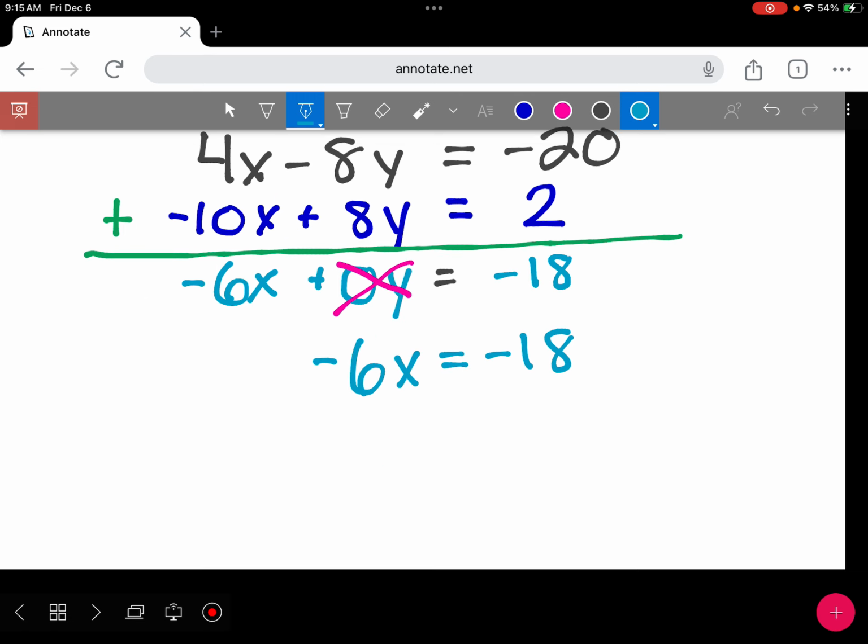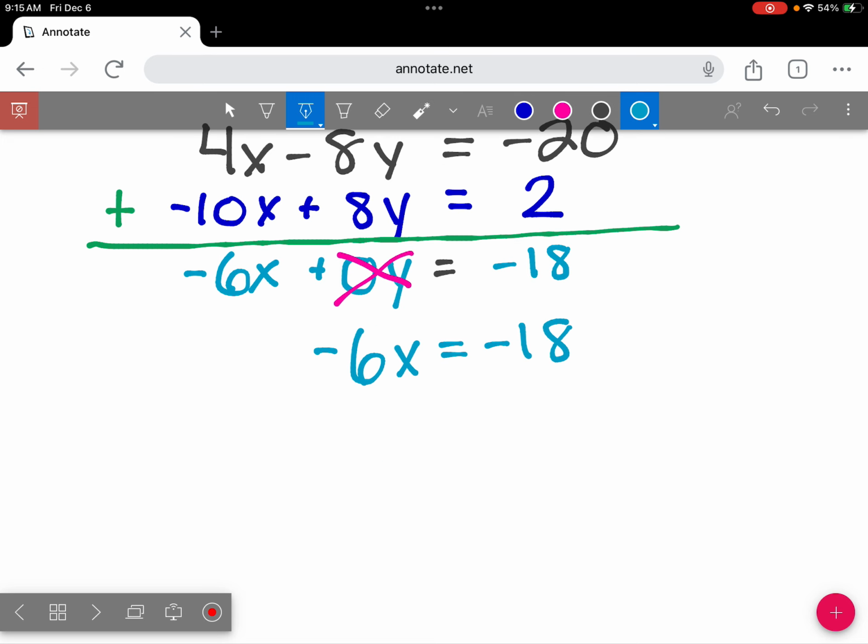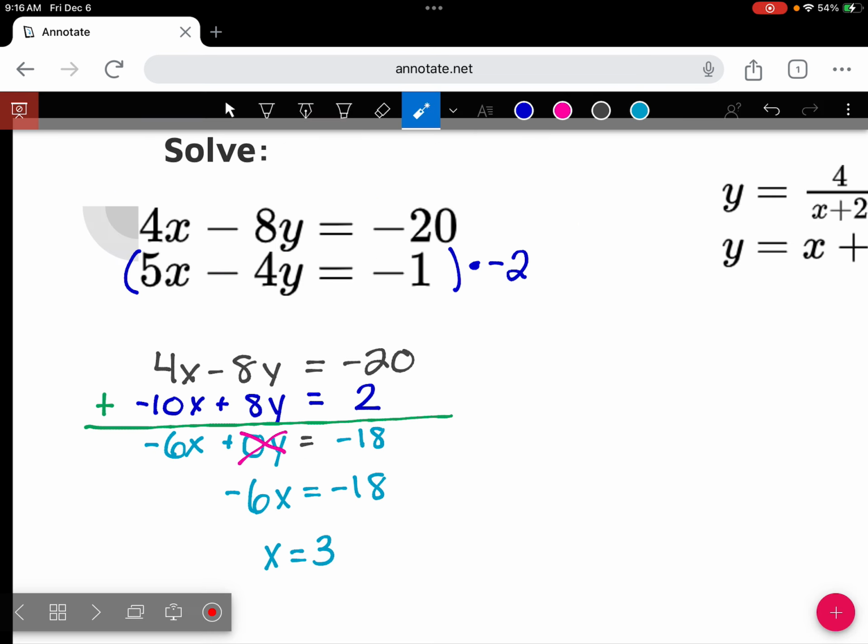So what does our x equal? Ooh, careful on your signs. 3. Our x equals 3. This is still a system. I still need to figure out what my y's are. It's not going to be as pleasant, but I can pick absolutely any of these equations up here to do a substitution to find my y. It genuinely does not matter which equation you pick.